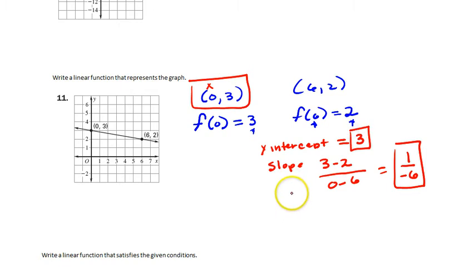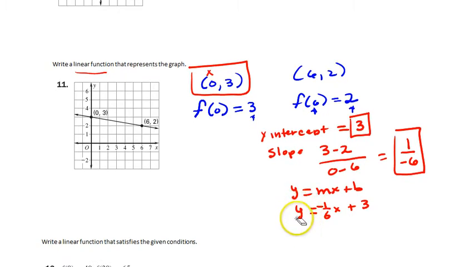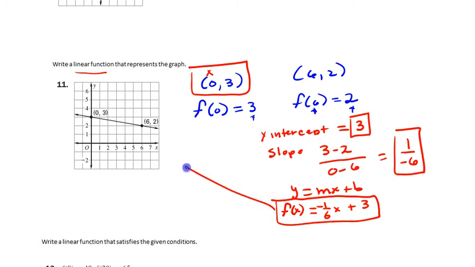Now if I use my y equals mx plus b, my slope-intercept form, I should be able to put this in equation form. So y equals -1/6 x plus 3. Now it says to write a linear function, so I'm going to change that y to the function f of x, and I now have my linear equation that represents this graph.